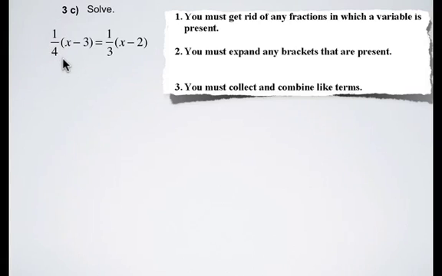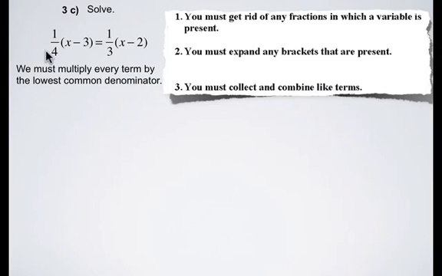So just as before, we're going to have to multiply each term in this equation by the lowest common denominator of 4 and 3 in order to get rid of all the fractions in the equation and make it easier on ourselves to solve. So the lowest common denominator for 4 and 3 is 12.